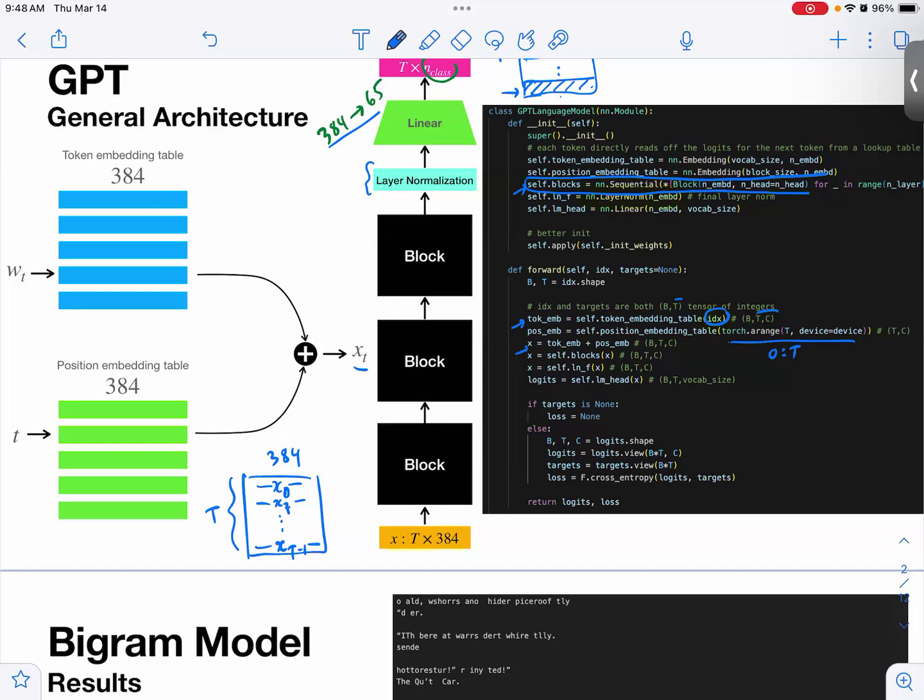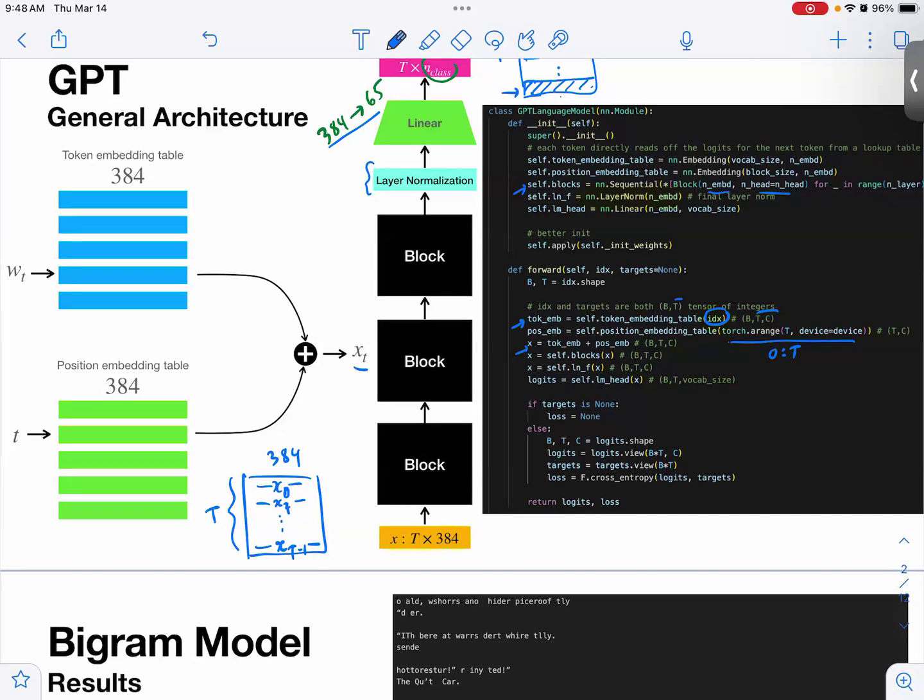So we create a block, and you will see it has two parameters, the embedding dimension and head, the number of heads. We'll see what the number of heads is. In the slides that I have, the number of heads is 3, so 384 by 3. You create a bunch of these, let's say 3 of them, 6 of them, 12 of them. That's the number of layers. So the more you have, the deeper the deep learning is.